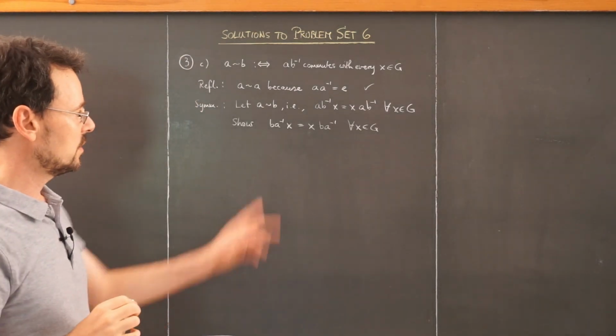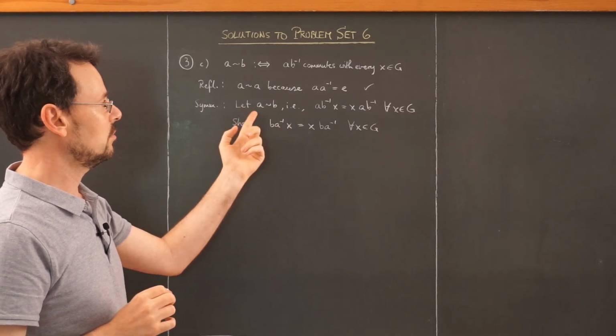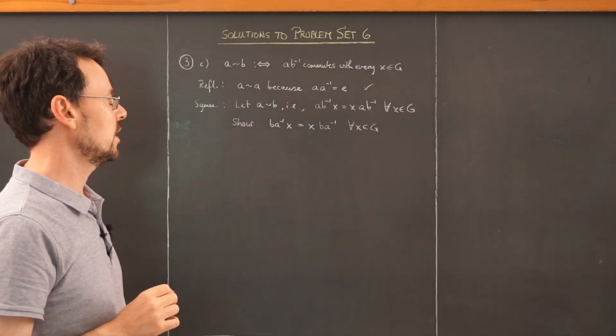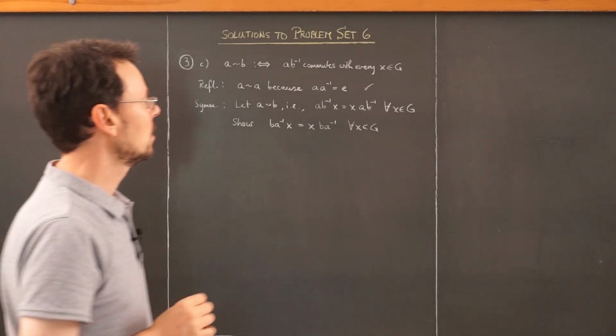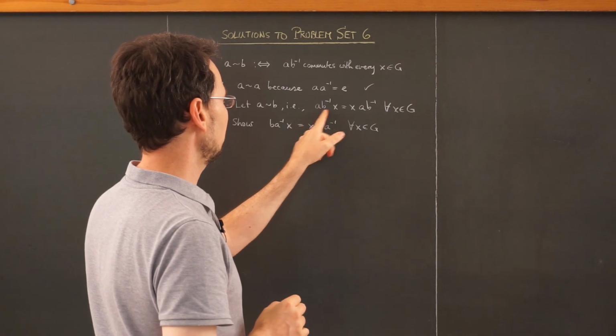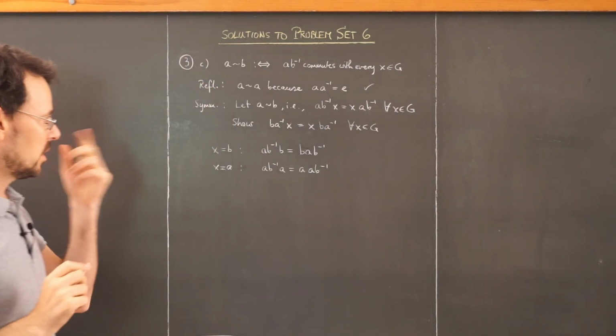We need to show that this is still true if I switch the places of A and B, because then B would be in relation with A. So we need to show this here. Let's see if we can derive it from this. So I don't know how this works, so let's try.